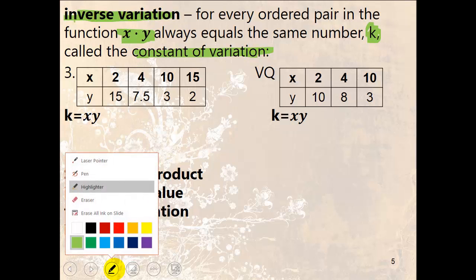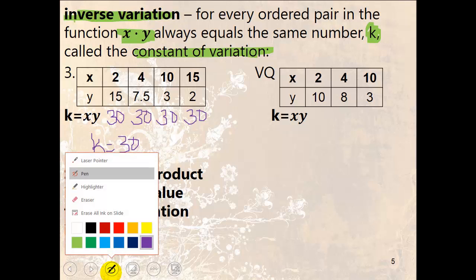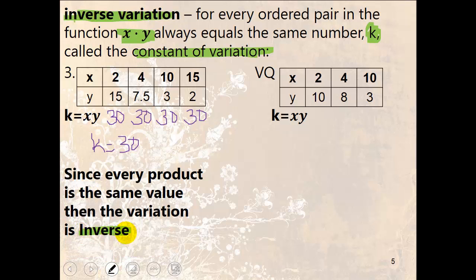and if the product is the same for all your ordered pairs, then you have an inverse variation. So let's check this. I have 15 times 2 is 30. 7.5 times 4 is 30. If you don't believe me, check it on your calculator. 3 times 10 is 30. 2 times 15 is 30. Okay, so my k is equal to 30, and since every product is the same, this is an inverse variation. So why don't you try the video question and see if you get it right.